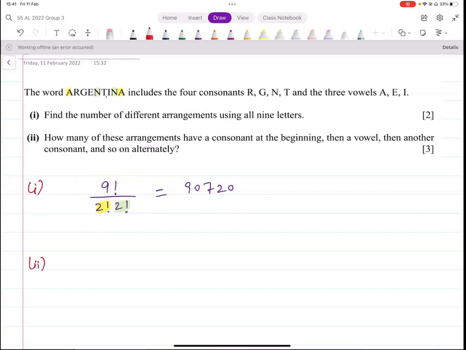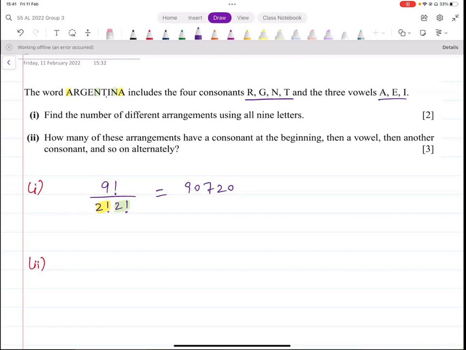Okay. Let's look at the second part. How many of these arrangements have a consonant at the beginning, then a vowel, then another consonant, and so on alternately? Okay, so we've got 4 consonants and we've got 3 vowels, and then you also have repetitions happening.